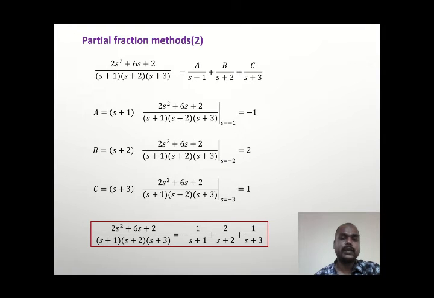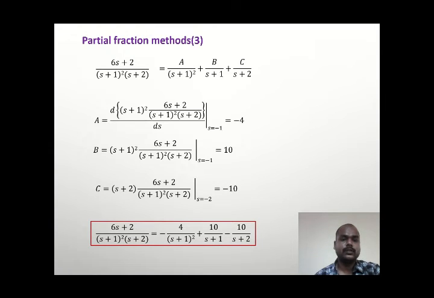For finding b, we have to multiply the whole transfer function with s + 2. So we have done here s + 2, and then we have put s = -2 in this part, and we have obtained b = 2. Accordingly we can obtain c, and this will be the same answer which we have obtained earlier. You can pause and go back to see the answer.